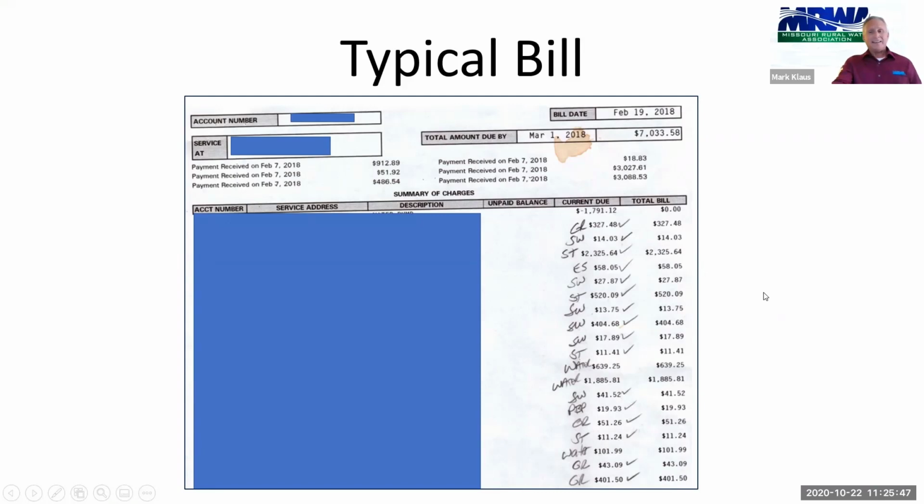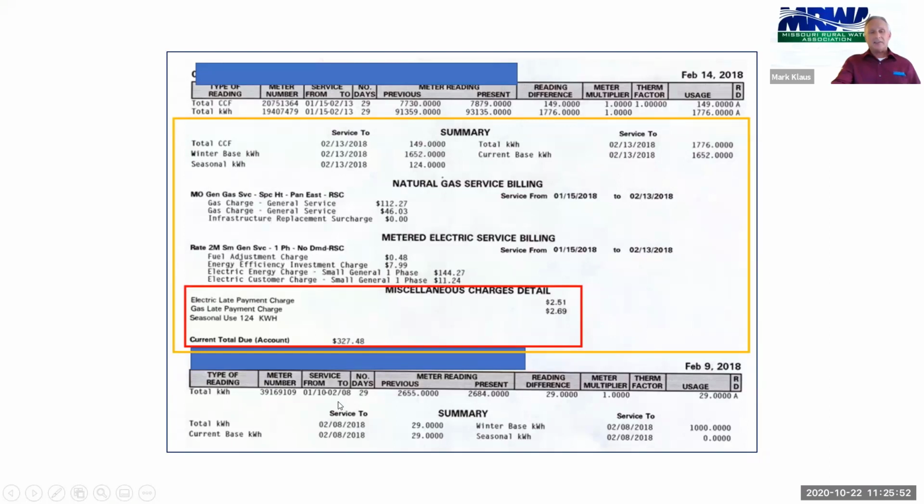So this one is like 18 pages long. You can see the list. Then each page on this list, it has a locations and it breaks down. It has their gas use in hundreds of cubic feet. They also have kilowatt hours. So you're looking at this bill. So this is what it looks like on this one here. It shows the reading, the number, the amount used. Then it goes to summary, natural gas service billing, metered electrical service. Oh, wait, there's miscellaneous charges detail.